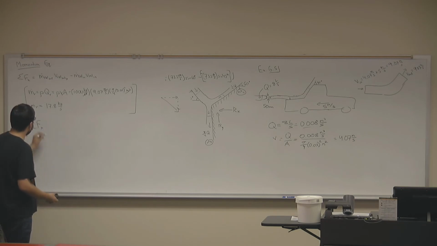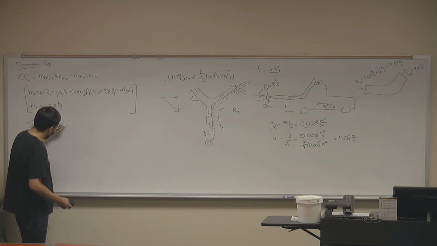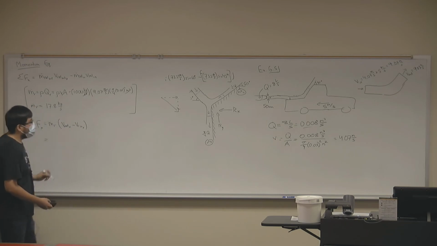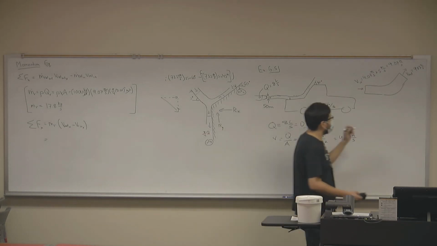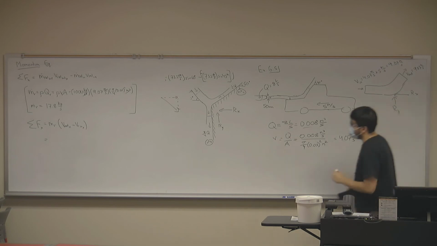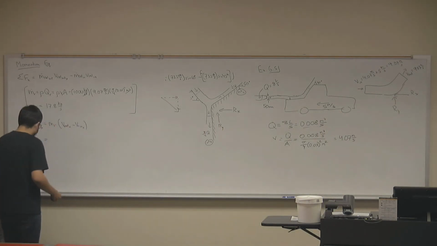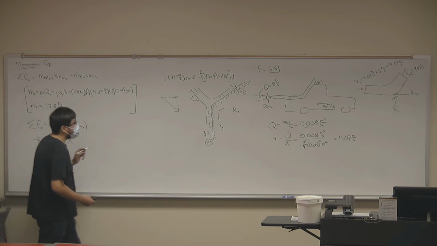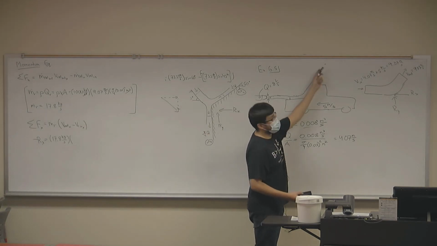So we get sum of force in the x direction equals my relative mass flux times the x component of my relative velocity leaving the system minus the x component of my relative velocity entering the system. What forces do you see here? Well, just like before, we had a reaction force in the x direction, a reaction force in the y direction. So I get that negative Rx equals my mass flux of 17.8 kilograms per second. That's a relative mass flux. What's the x component of the relative velocity as it leaves the control volume?